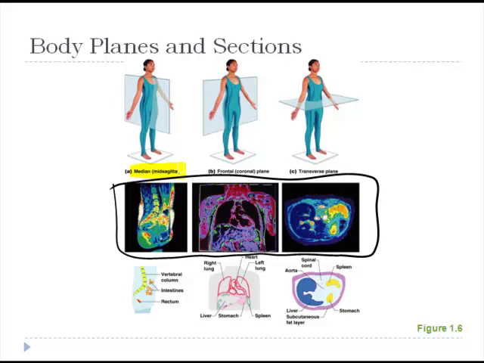Then we have the frontal cut, as shown here. In the frontal, you're making a cut from top to bottom, but you're splitting the body into a front and a back. So if sagittal does a left and a right, the frontal does a back and a front. And then finally, we have the transverse plane, which is often called a cross-section as well. In the transverse plane, you're cutting the body into a top and a bottom.